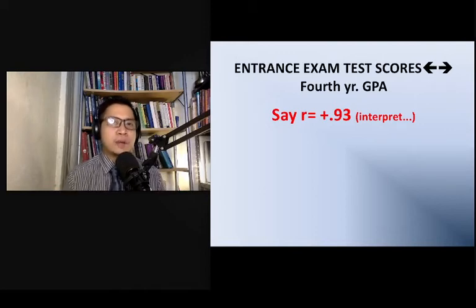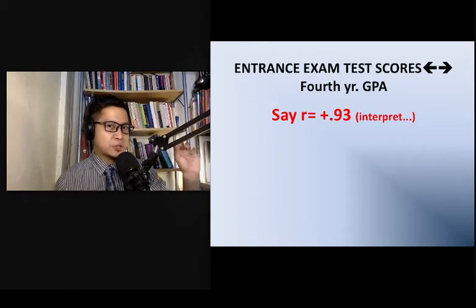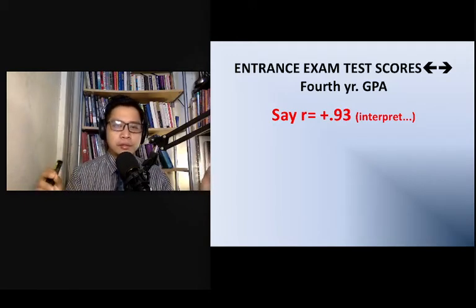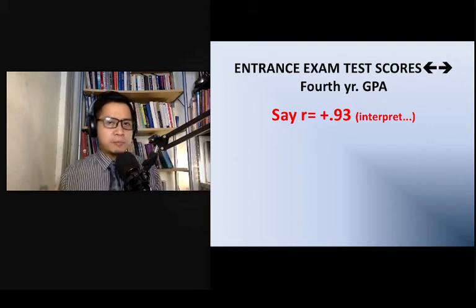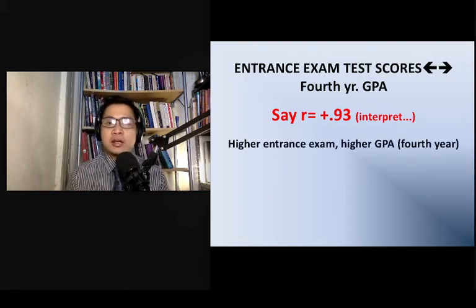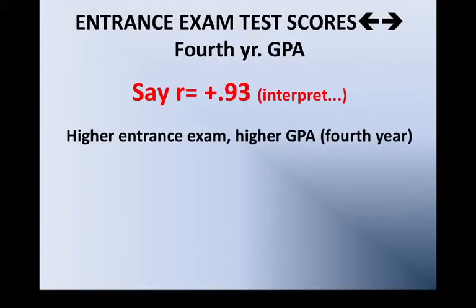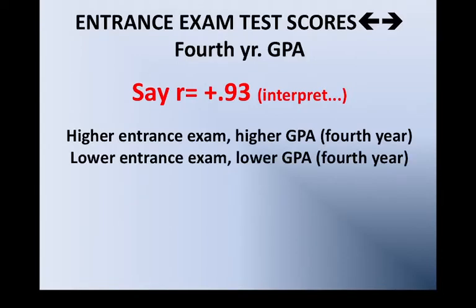There is a direct and strong relationship between their entrance exam test score and their fourth year GPA. Sabihin natin direct and strong, positive 0.93. What does that mean? It means na kapag kinorelate mo yung dalawang variables na yan, those students who scored high in the entrance exam also had high GPA. While those students who scored low in entrance exam, mababa rin yung grade nila sa kanilang GPA nung fourth year na sila.